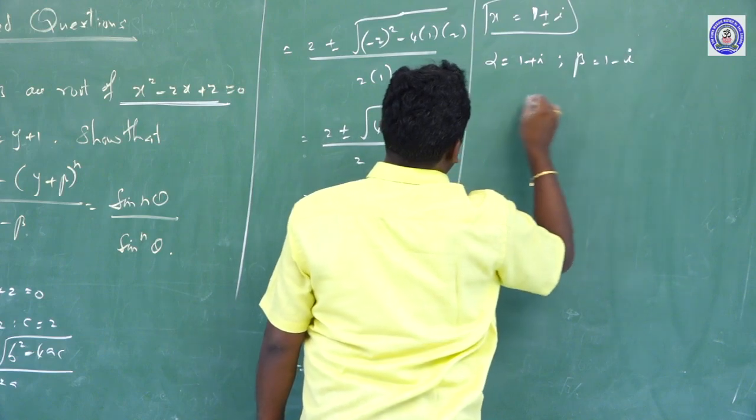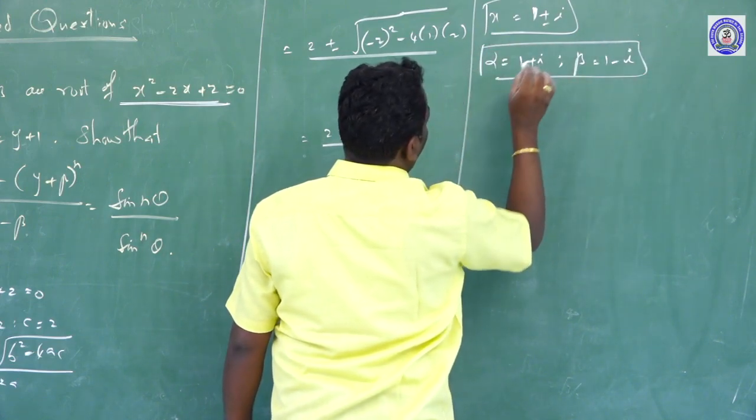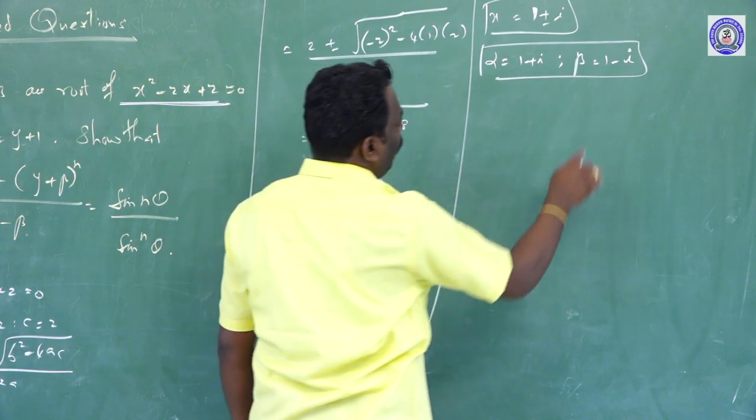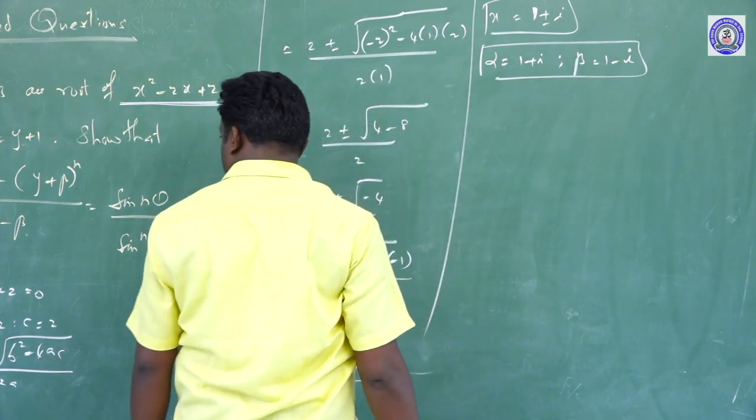One root is called alpha, another root is called beta. Alpha equals 1 plus i and beta equals 1 minus i. The two roots are obtained.